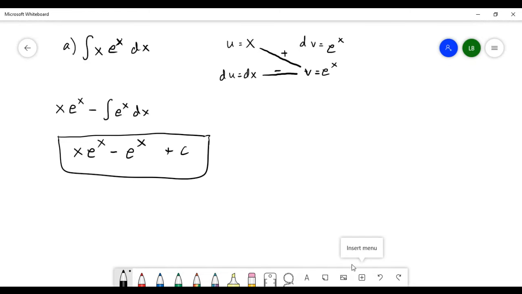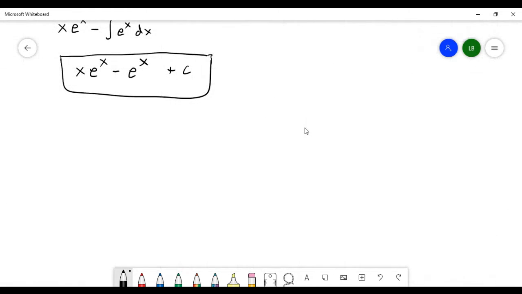Okay. As a similar question, let's say we had the integral of x squared e to the x dx.